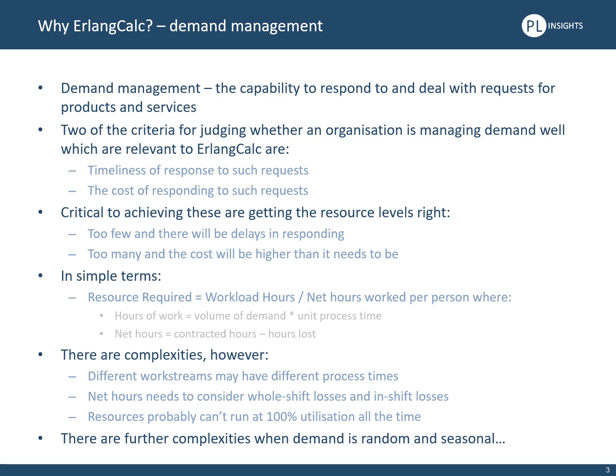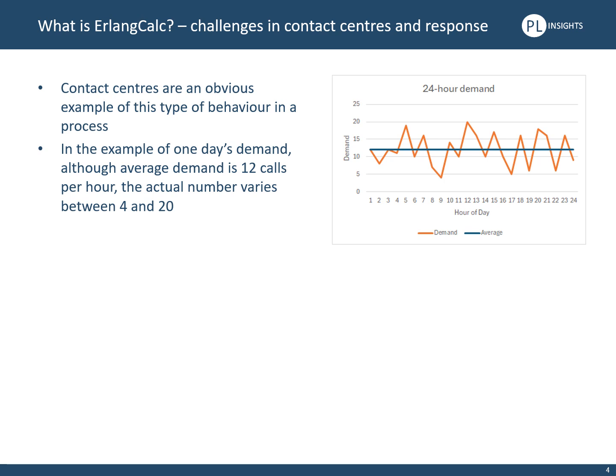That doesn't even take into account other complexities such as when demand is random and perhaps seasonal, so more demand in the summer than in the winter or vice versa. Contact centres are an obvious example of this type of behaviour in a process. In the example of one day's demand shown on the chart on the right, the average demand, shown as the blue line, is 12 calls per hour. However, the actual number of calls received in any of those hours varies between 4 and 20, and this is shown by the orange line on the chart.